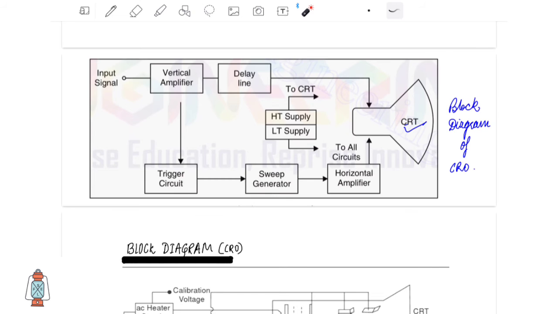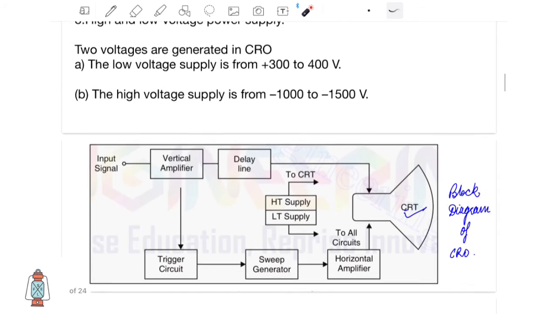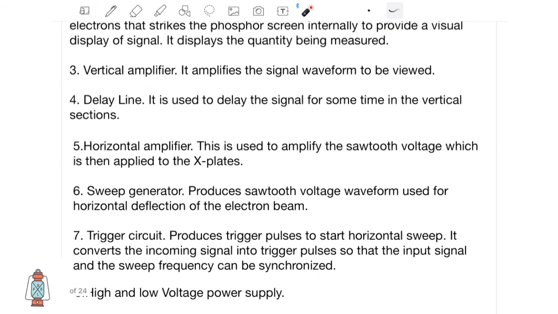ठीक है. और हो सकता है horizontal में आप same input से derive कर लो horizontal amplification वाला input, और हो सकता है आप अलग से भी दे दो इसको. Both the ways are possible. We will be dealing with it. Same भी दे सकते हो, अलग भी दे सकते हो. It depends on the CRO कि वो both the modes को support करता है कि नहीं करता है. Right? So delay line, horizontal amplification.